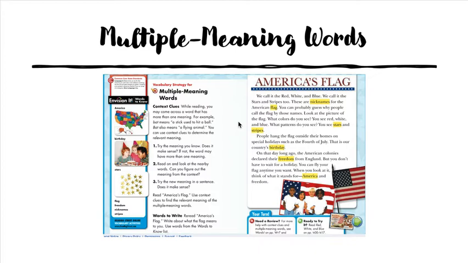People hang the flag outside of their homes on special holidays such as the 4th of July. That is our country's birthday. On that day long ago, the American colonies declared their freedom from England. But you don't have to wait for a holiday. You can fly your flag anytime you want. When you look at it, think of what it stands for: America and freedom.